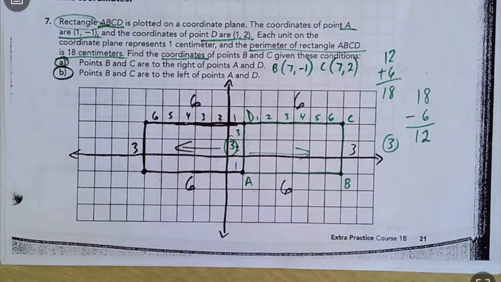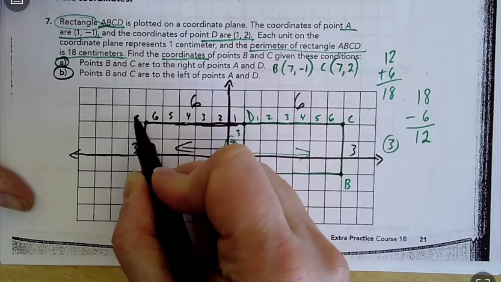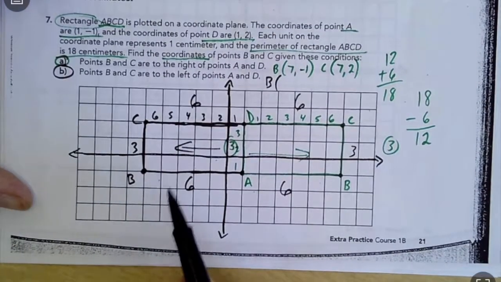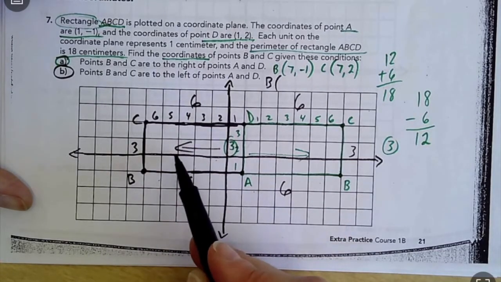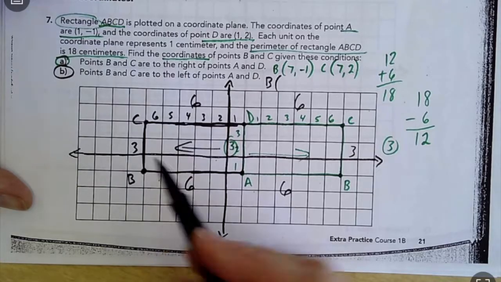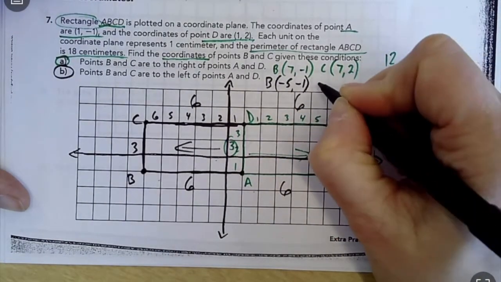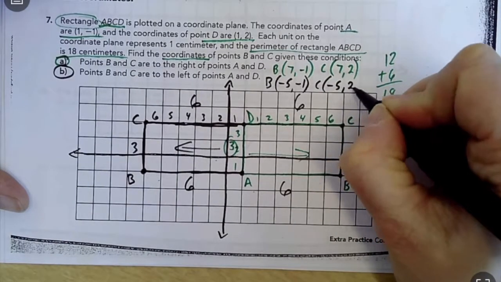So what would be the points of A, B, C, D? Well, A, if I go this way, this would have to be point B, and this would be C, and then back to D. So B's coordinates would be, let's see, 1, 2, 3, 4, 5, but that's to the negative, so negative 5. Let's see, negative 1, and then C's coordinates would be negative 5, but positive 2.